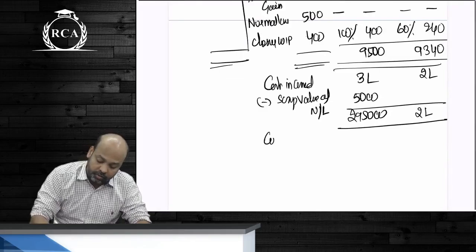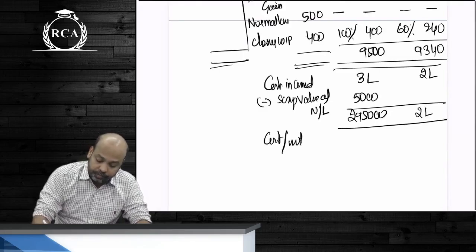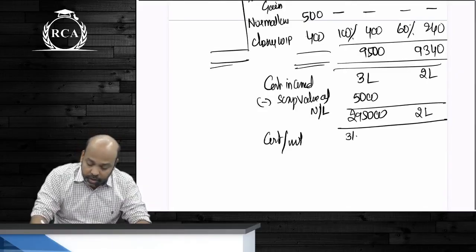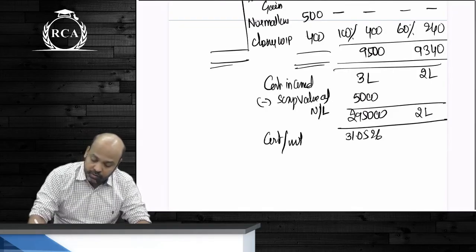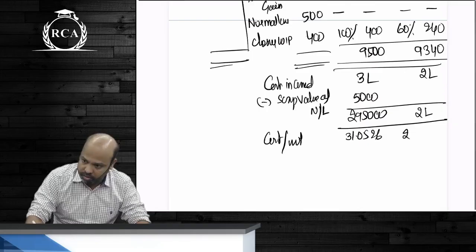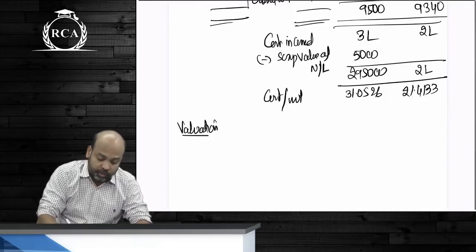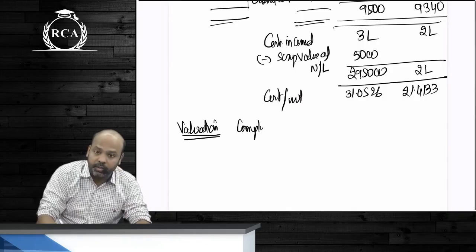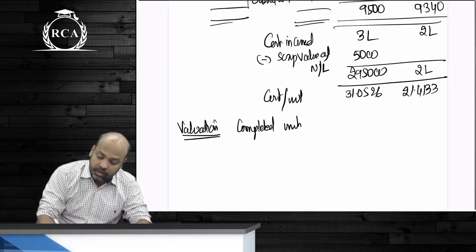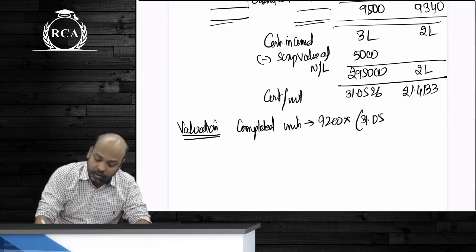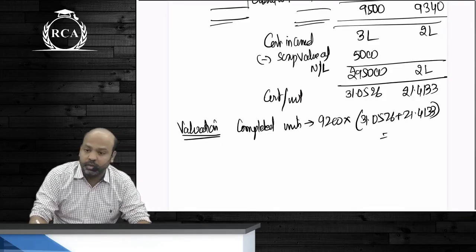What will be your cost per unit? 2 lakh 95,000, you will divide by 9,500. 31.26. Next one. 21.4133. When you do valuation of completed units, you already know what to do. Completed units, 9,200 units will be 100% in respect of both. So that will be 31.0526 plus 21.4133. How much will that be?